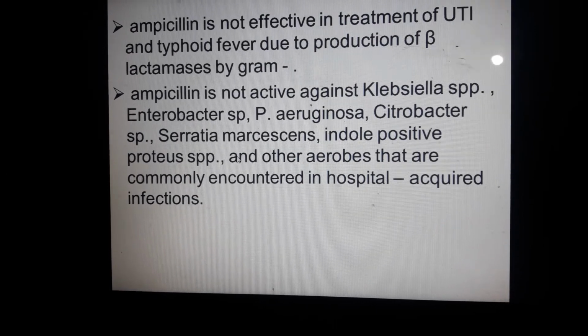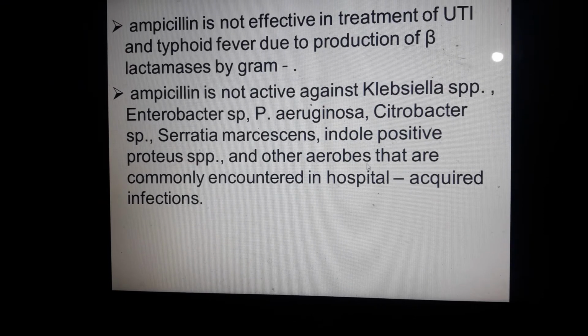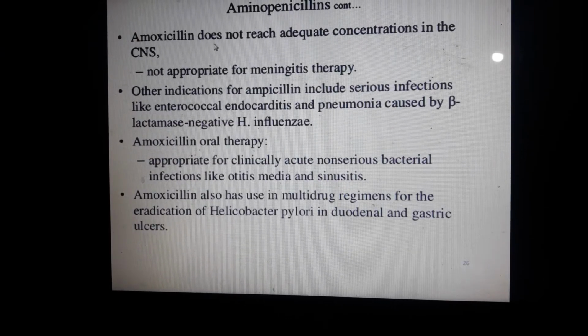Also indole-positive Proteus species, especially Proteus vulgaris, and other aerobes commonly encountered in hospital-acquired or nosocomial infections. Next, amoxicillin does not reach adequate concentration in the CNS, so it is not appropriate for meningitis therapy. Other indications of ampicillin include serious infections, enterococcal endocarditis, and pneumonia caused by beta-lactamase-negative Haemophilus influenzae. Amoxicillin oral therapy is appropriate for non-serious bacterial infections like otitis media or sinusitis.